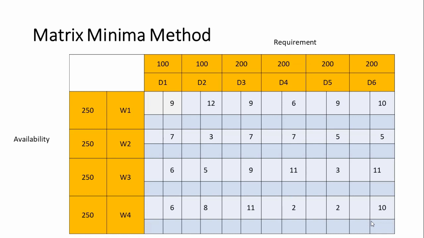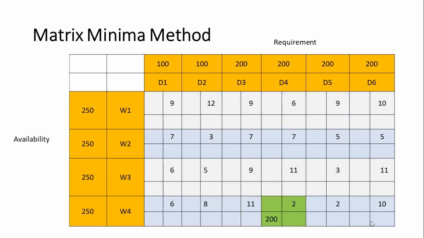So considering the matrix like this, in the matrix minimum method we search for the minimum cost of the entire matrix. As you look from the table, we have 2 as the minimum cost. For the 2 as the minimum cost, we now identify the requirement. The requirement is 200. Now the availability is 250. Therefore 200 units can be shipped from warehouse W4 to destination point D4. So we write the 200 here.